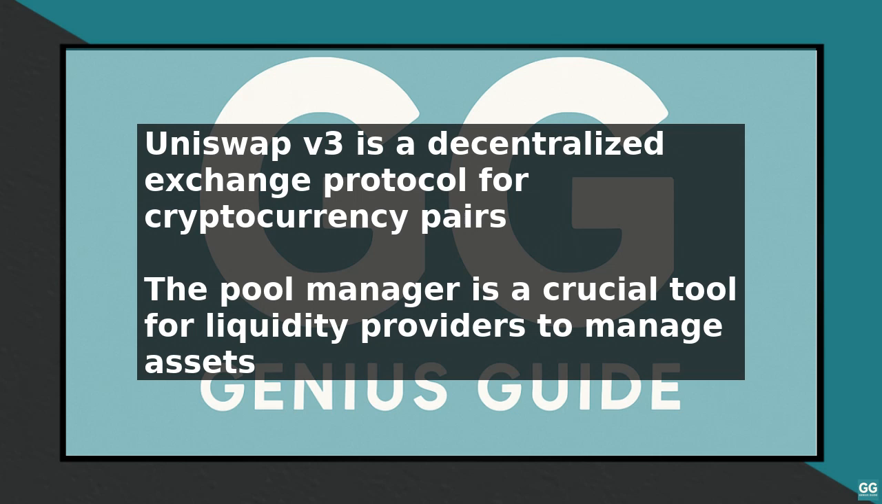To start using the Uniswap v3 Pool Manager, you need to have a basic understanding of decentralized finance and liquidity provision. First, you need to connect your wallet to the Uniswap v3 interface. This can be done by clicking on the Connect Wallet button and selecting your preferred wallet provider.